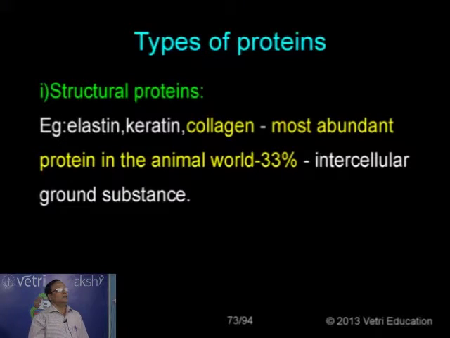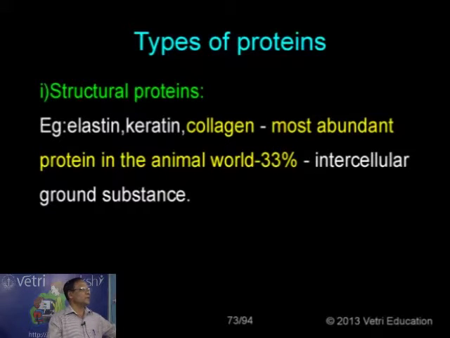Then we can have different types of proteins based on the functional aspects, not based on the structural aspects. The proteins are classified into different types based on the functions. Number 1, structural proteins. They form the structural component of a living cell. For example, you have the connective tissue. There you have collagen fibers or elastic fibers or keratin, a kind of fibrous protein which makes up, for example, the skin epithelium. So the structural proteins form the basic structural component of a particular cell.